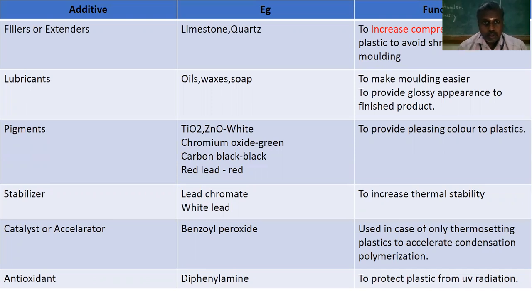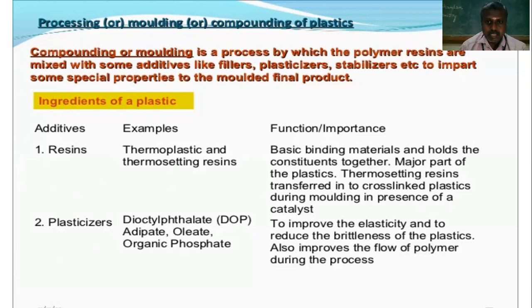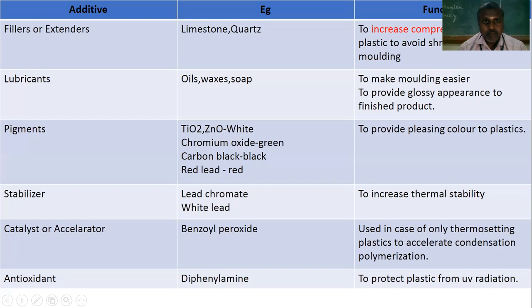Okay, so let us go through it again. Resins are the basic material. Plasticizer improves elasticity. Fillers and extenders are used to reduce the cost and increase the compressive strength. Lubricant makes molding easier. Pigments give color. Stabilizer gives thermal stability. Catalyst is mainly used in the case of thermosetting plastics to accelerate the condensation reaction. Antioxidants protect from UV rays. So these are the additives which are used in the compounding of plastics.